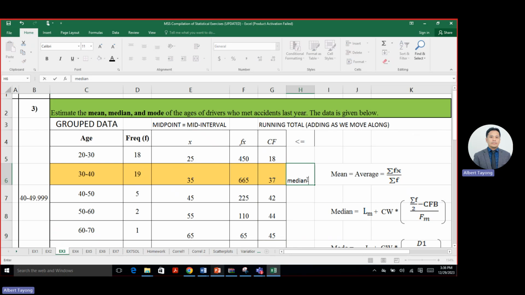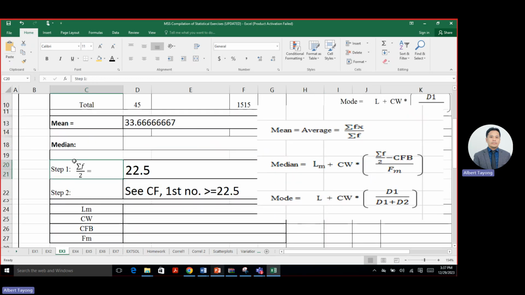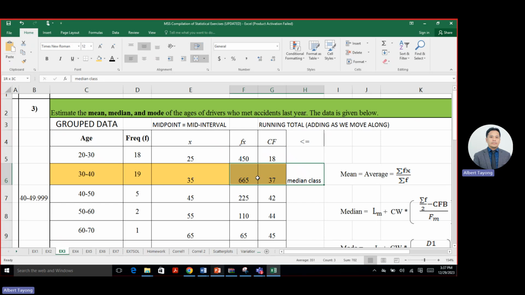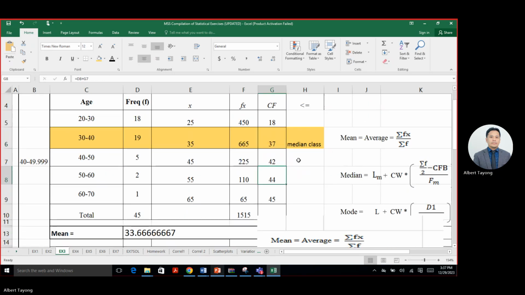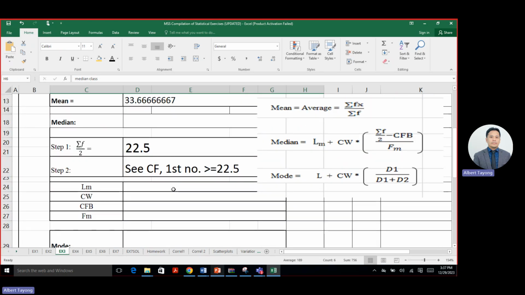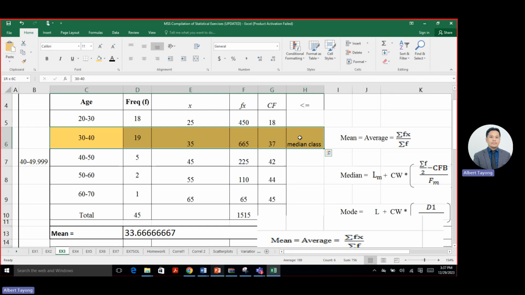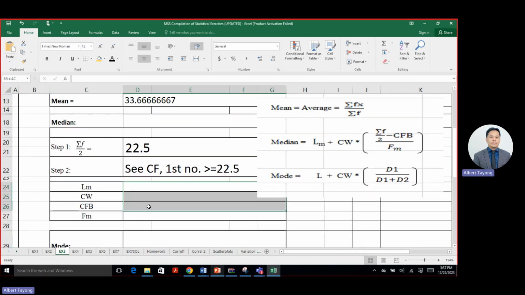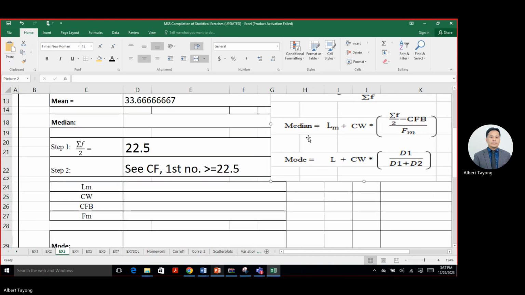So this will be our median class. Basically, the purpose of step 1 and step 2 is to identify the median class, to identify this particular row. If we are not able to identify this properly, you will have errors here. So we have to identify the median class for us to get the LM, CW, CFB, and FM.